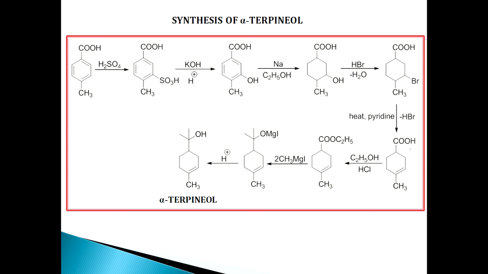Carboxylic acid. This carboxylic group is esterified and treated with Grignard reagent, followed by protonation. It produces alpha terpineol as the final product. In this way, we synthesize terpineol.